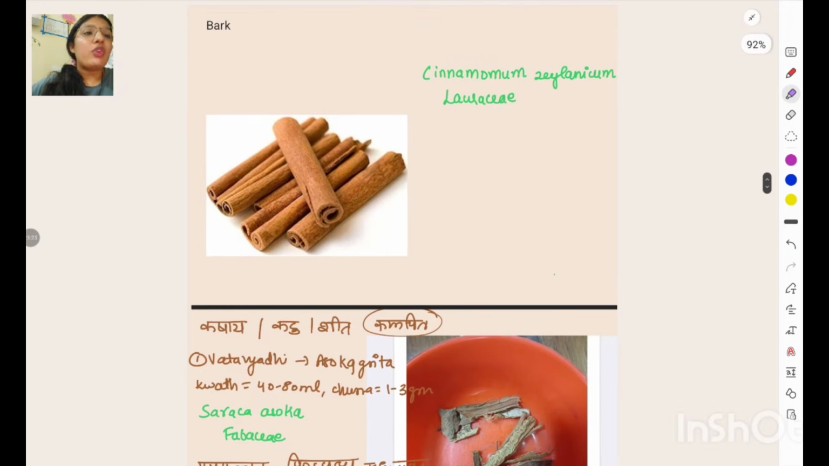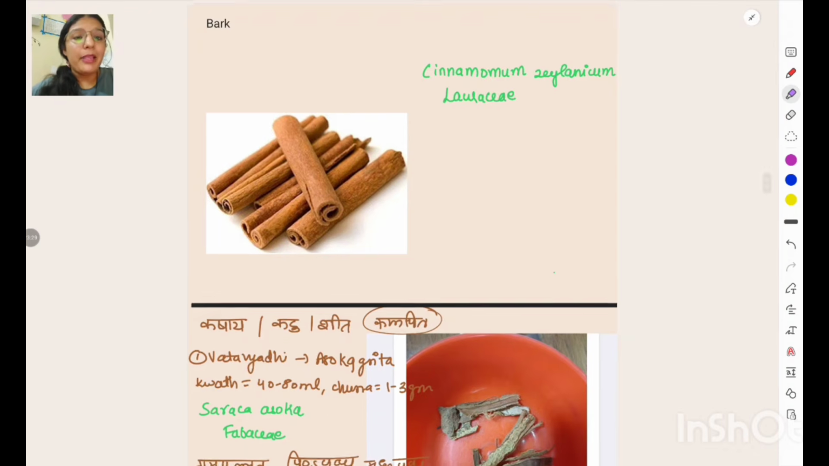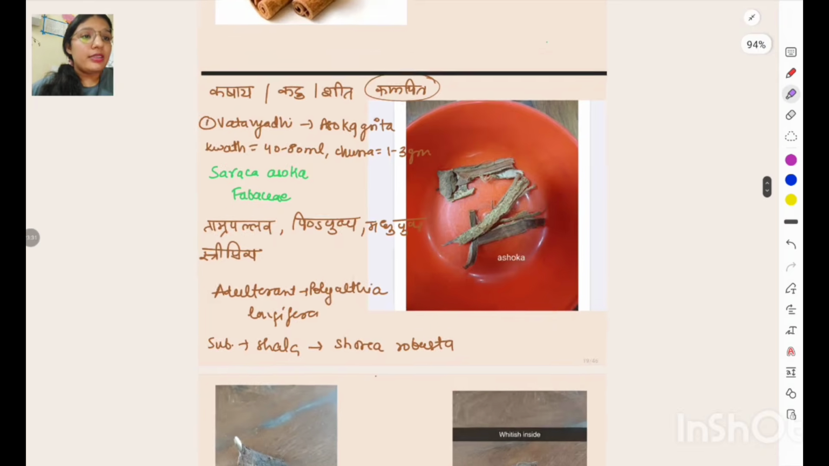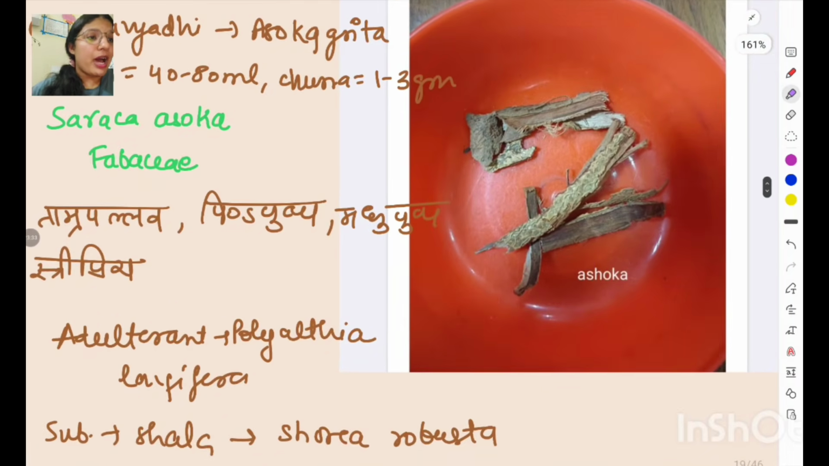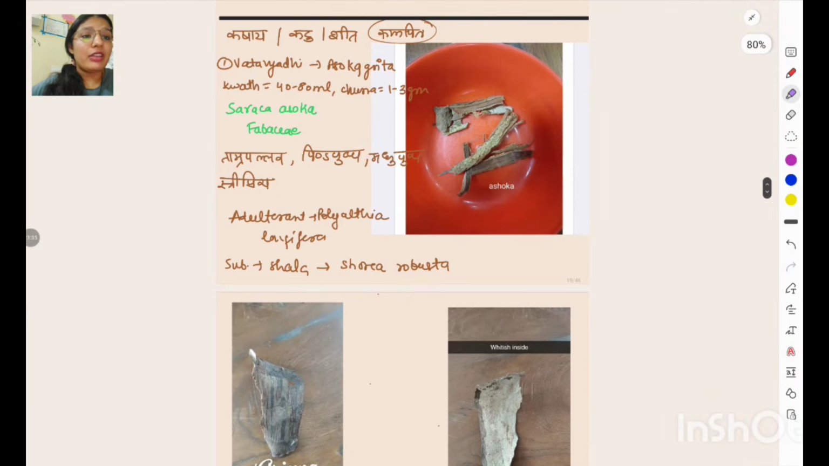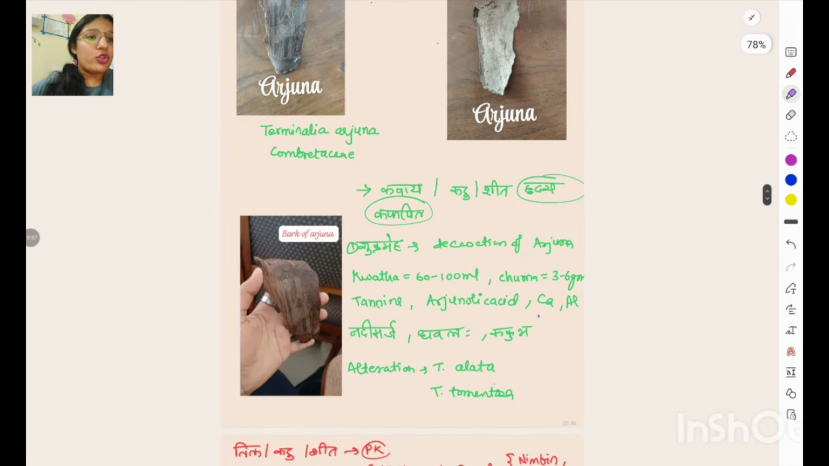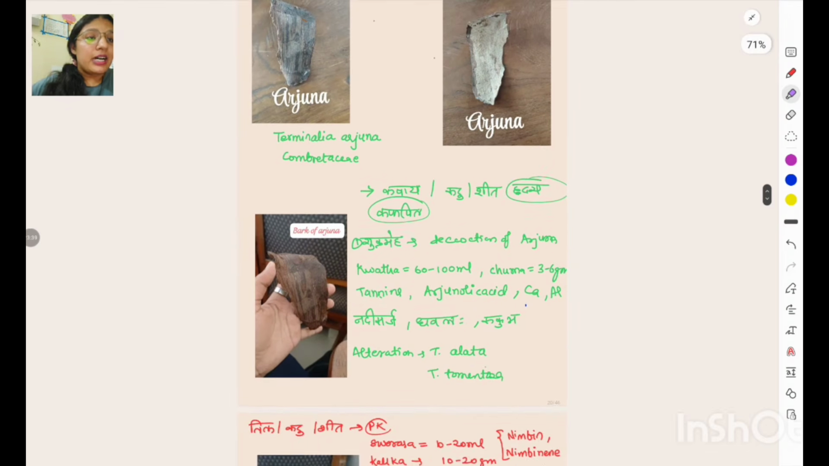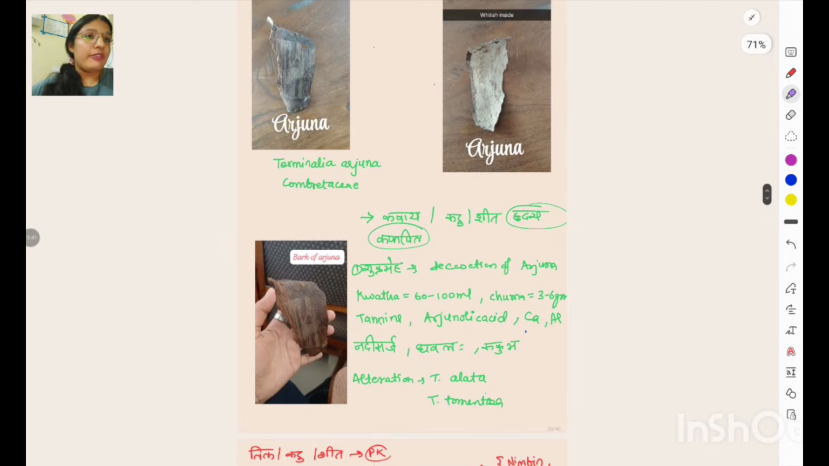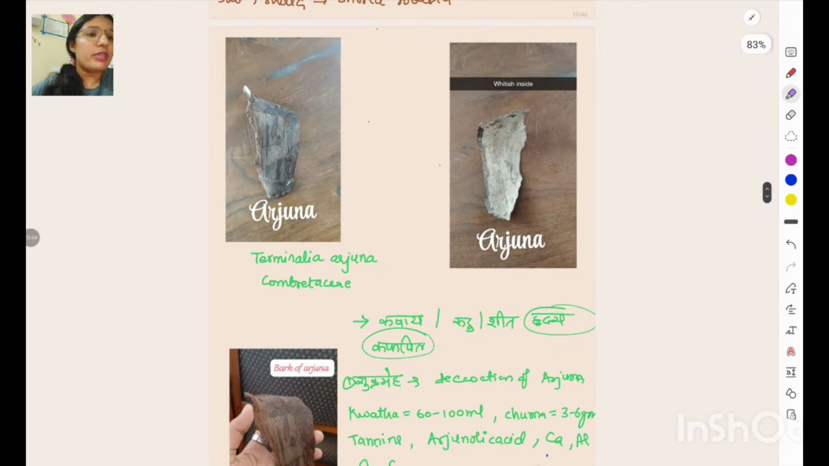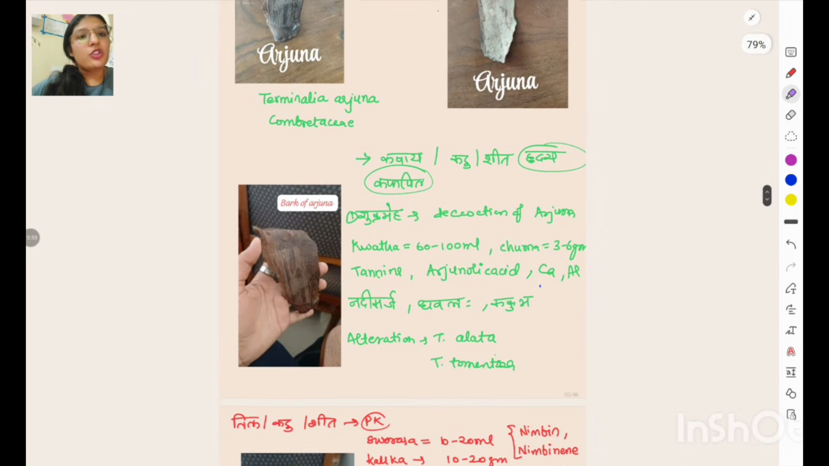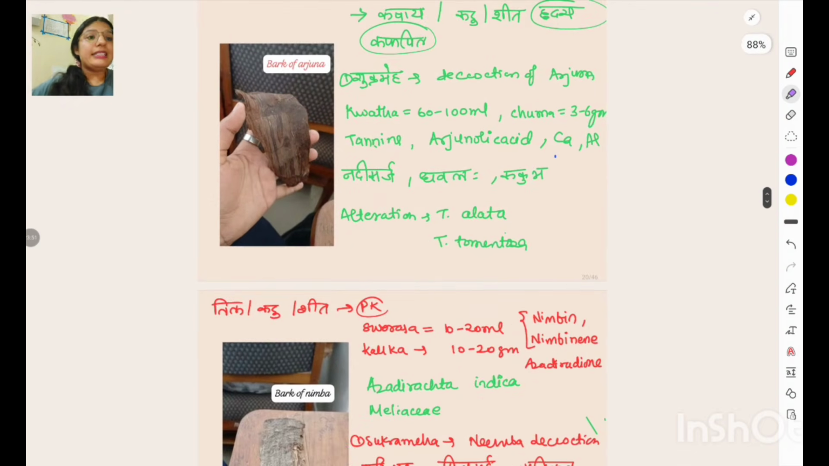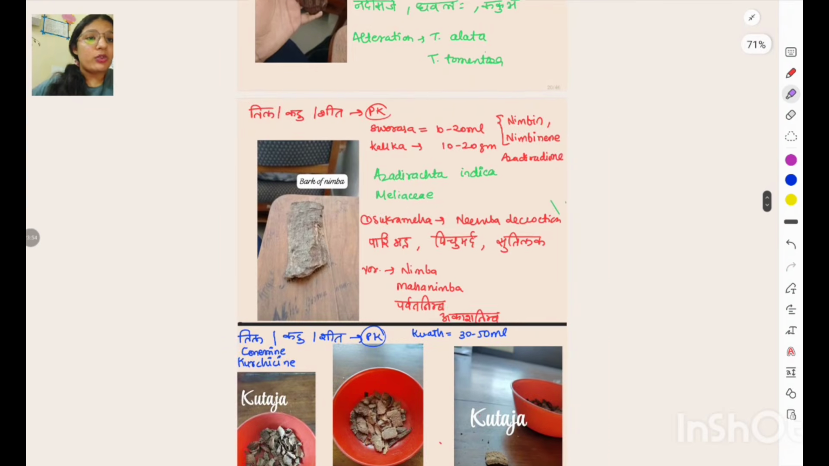For bark, first you have to remember is Cinnamon, Cinnamomum zeylanicum, Lauraceae family. Second is your Ashoka. This is the bark of the Ashoka, an important point I have written here. Then your Arjuna, and Arjuna is also okay. You can see it is whitish from the inside, and you know its bark is peeling off and sometimes resembling that of the guava plant. So you can easily remember. Adulterant is Terminalia alata and tomentosa.